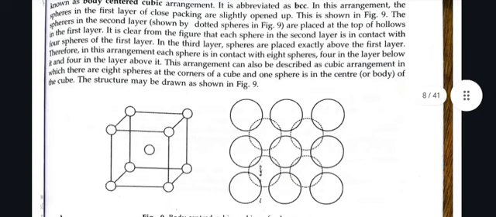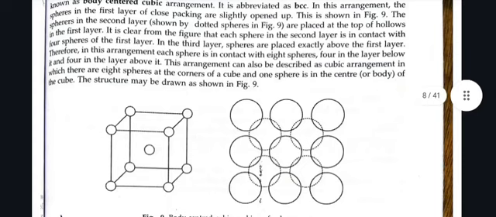It is clear from the figure that each sphere in the second layer is in contact with 4 spheres of the first layer. In the third layer, spheres are placed exactly above the first layer. Therefore, in this arrangement, each sphere is in contact with 8 spheres, 4 in the layer below it and 4 in the layer above it.